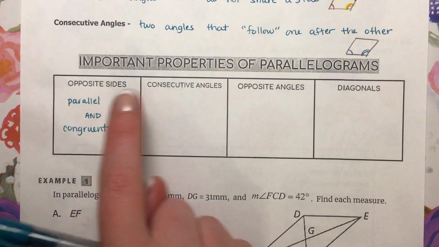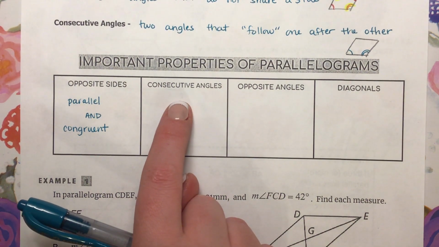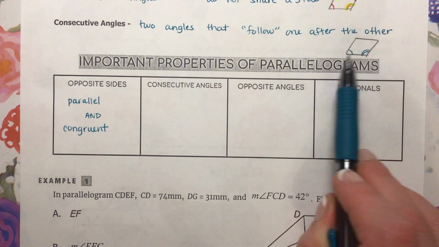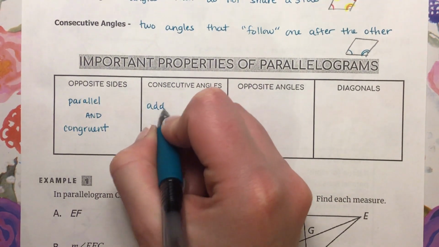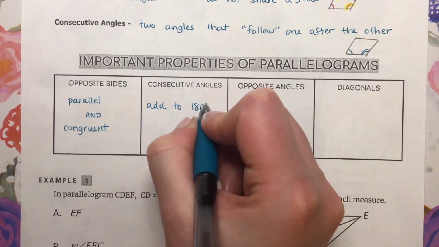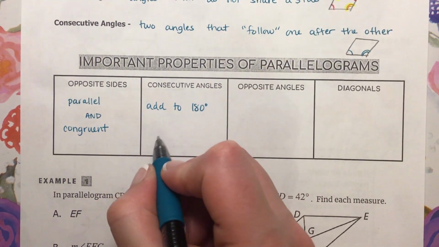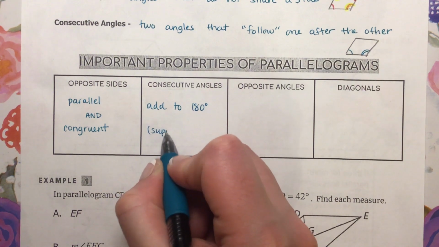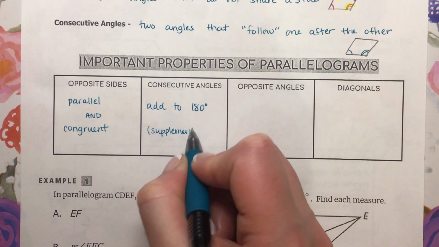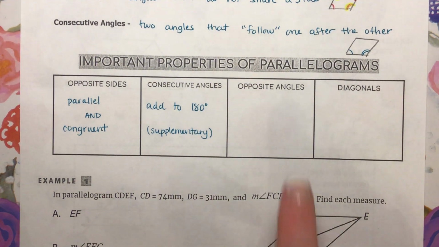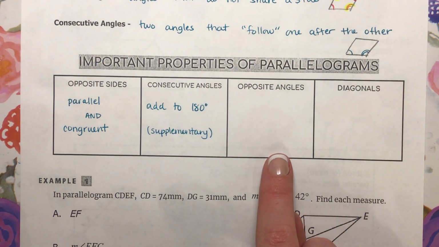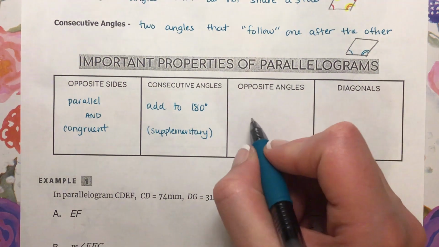That's the sides. What do we know about consecutive angles? So angles like this, where it's one after the next. Consecutive angles add to 180 degrees. In other words, they are supplementary. Opposite angles, though, are going to be congruent to each other.